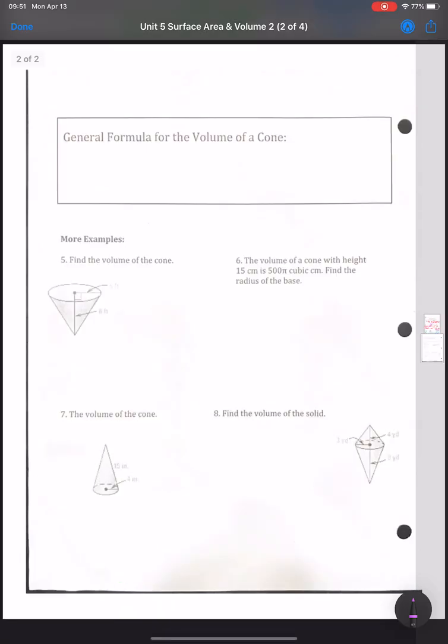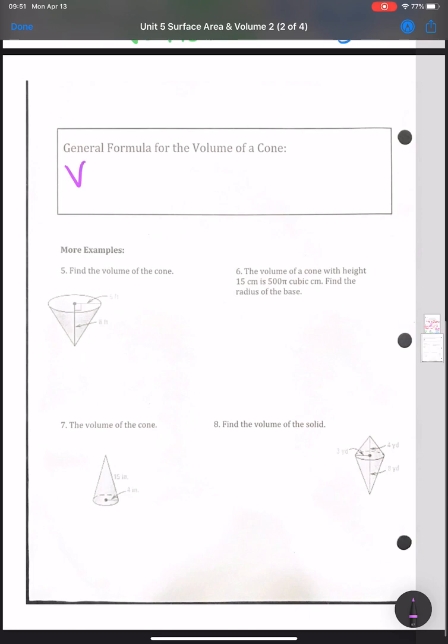All right, let's look at the next page. Now we've moved on to cones. So we don't need to label all of these. All of these are going to be cones. The general formula for a cone is the same as a pyramid, as in the volume is the area of the base times the height divided by 3. But this time our bases are always circles.